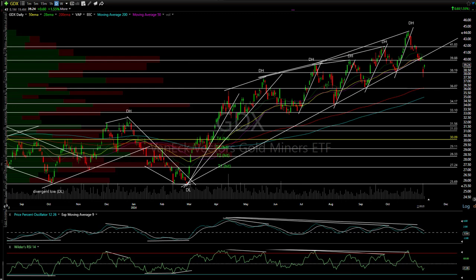Big resistance coming up. So if you either covered a short or went long to game the bounce, it's a good time to at least raise stops to protect, at least guarantee a break even, if not a small profit, and/or look to short if we get all the way back up there or even close to it. Again, you could get up there. You could take the whole thing back.